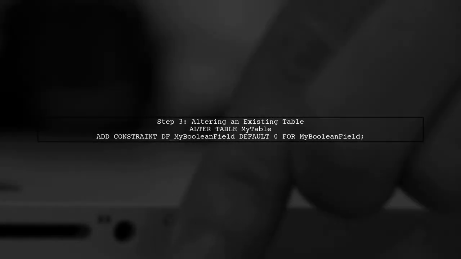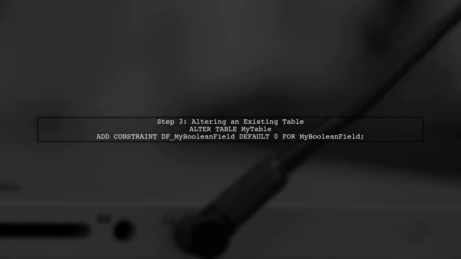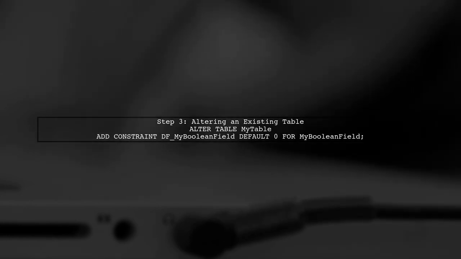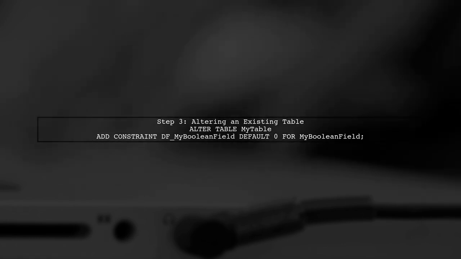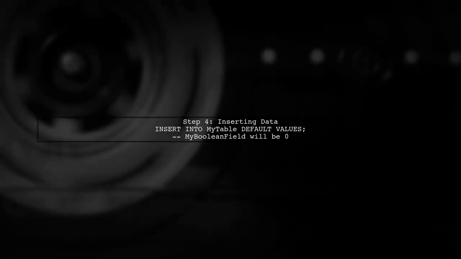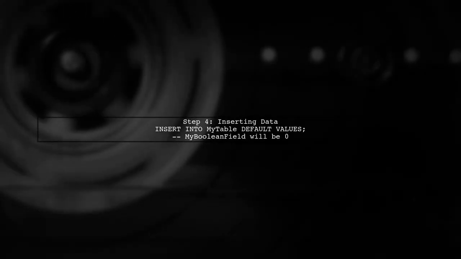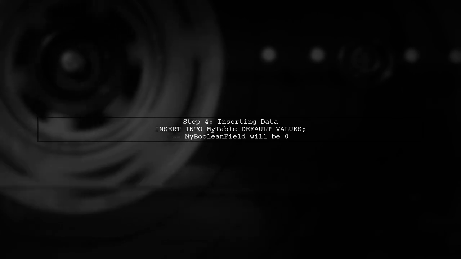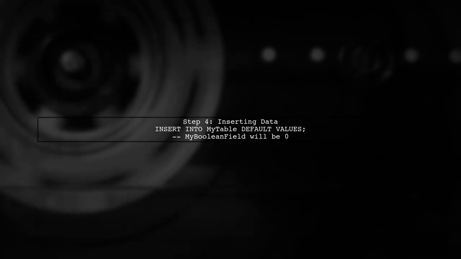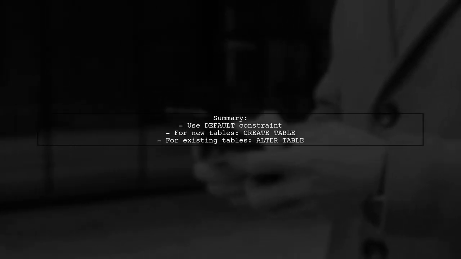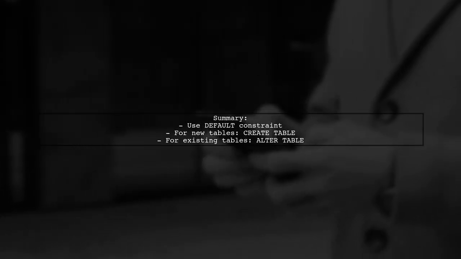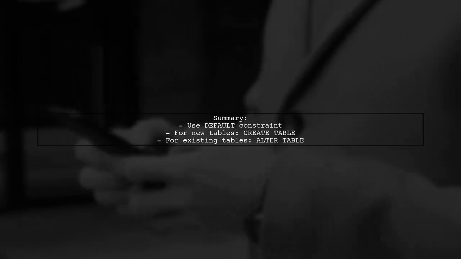If the table already exists, you can alter it to set the default value. Use the alter table statement as shown here. After setting the default value, any new rows inserted without specifying a value for my Boolean field will now default to 0 instead of null. In summary, always ensure to define the default value explicitly to avoid null assignments in Boolean fields.